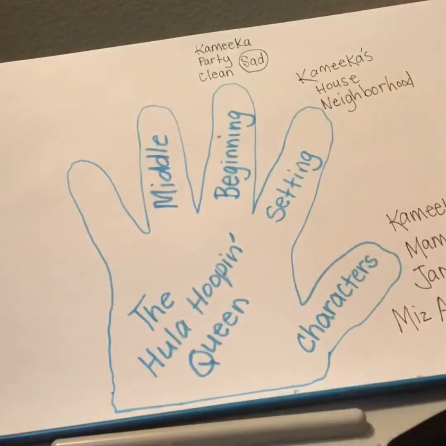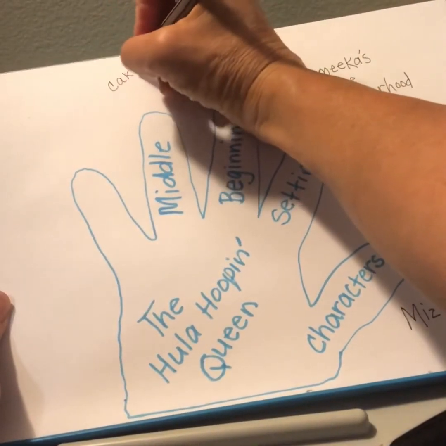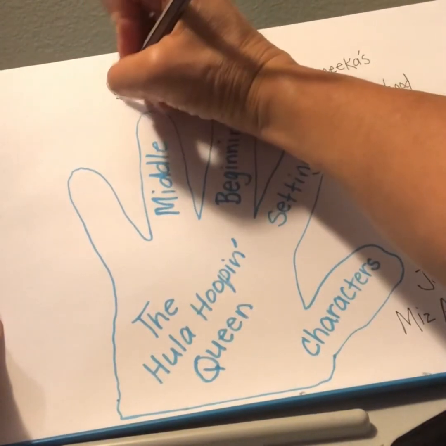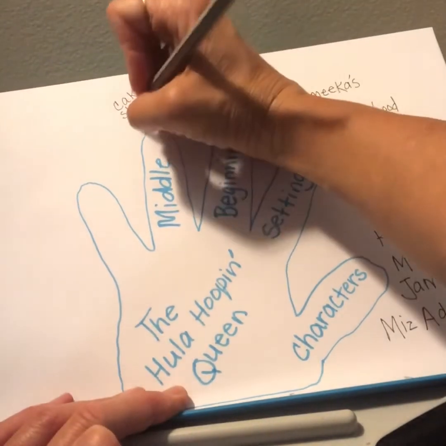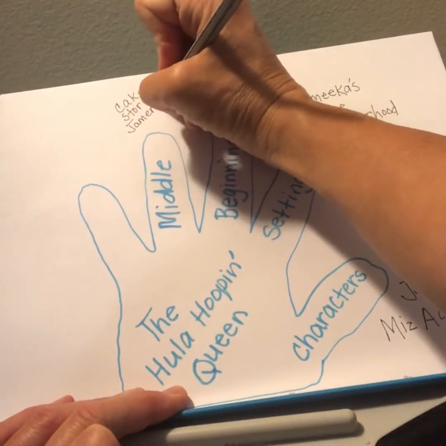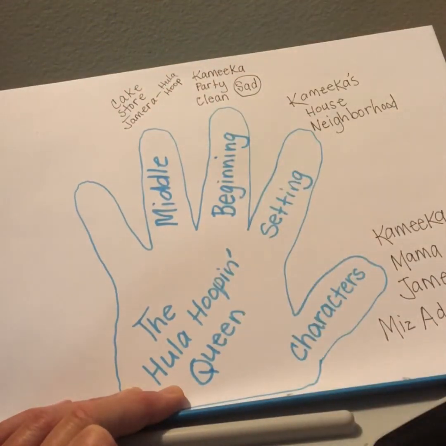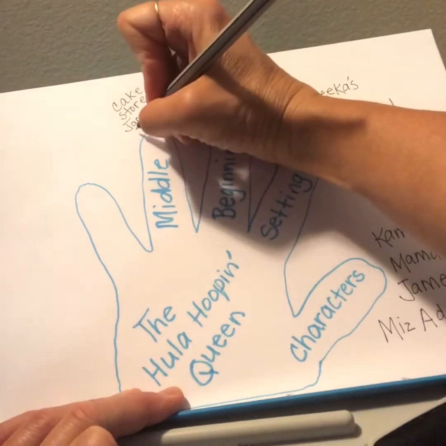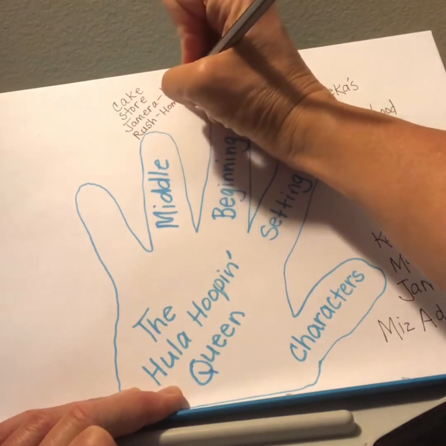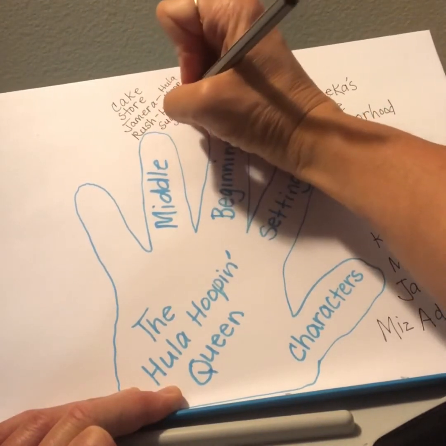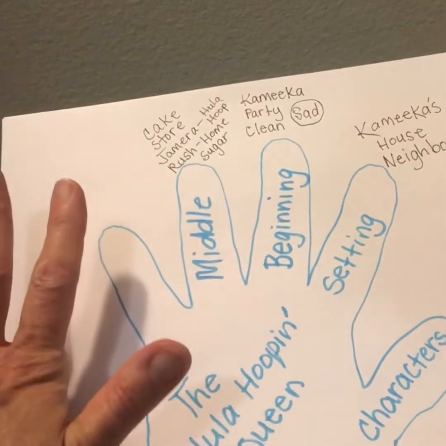Okay, in the middle of the story, the cake doesn't turn out. So Kamika is sent to the store. And when she comes out of the store, she sees Jamira. And they start to hula hoop. But she's got to get back, and Kamika has to get back, so she rushes home with the sugar to rebake the cake. All right, so let's pause for a second.